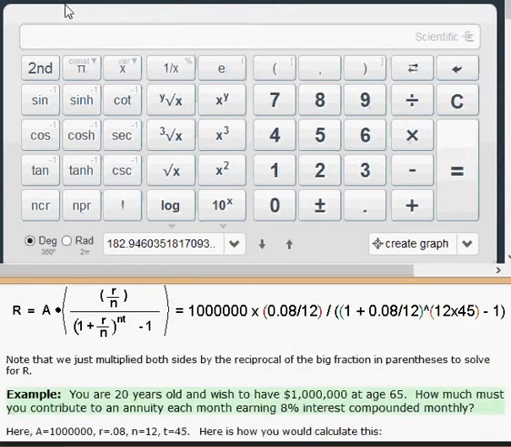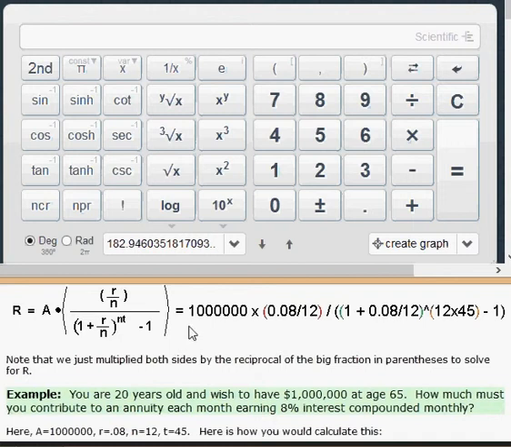Okay, now we're going to try and do an annuity monthly payment. Using this formula below here, R equals A times this quantity, R over N, divided by 1 plus R over N to the NT minus 1. In this formula, it's been rearranged to calculate the monthly payment. And let's say we have an annuity where we want to have $1 million after 45 years, compounded 12 times a year at 8%. Well, when you plug all of these quantities in, you get A equal a million, R is 0.08, N is 12, T is 45.